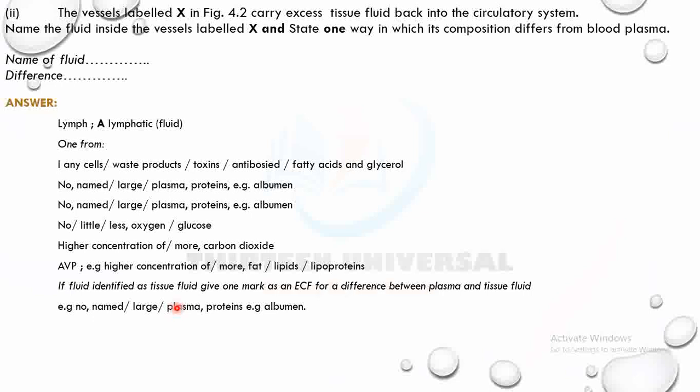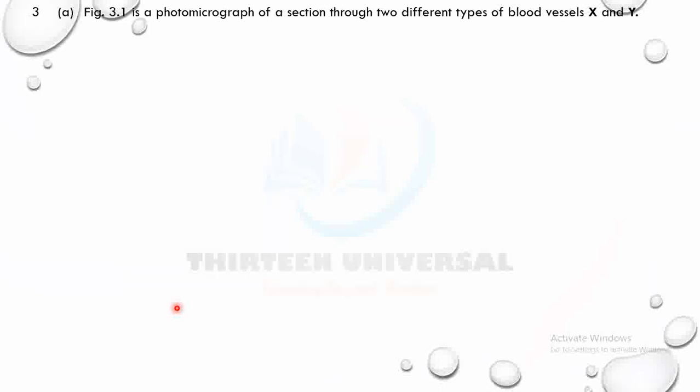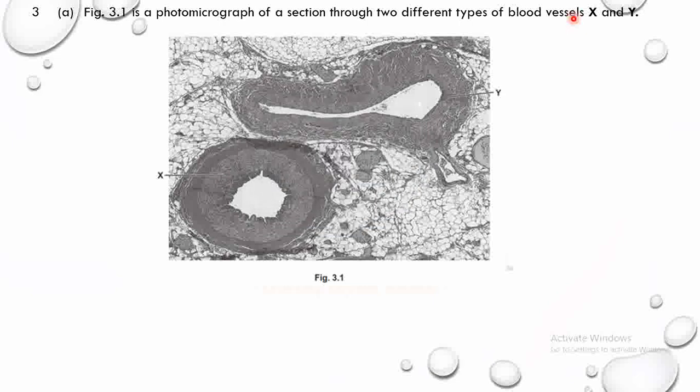Good. So Fig 3.1 is a photomicrograph of a section through two different types of blood vessels, X and Y. This is beautiful, amazing. It says name the two types of blood vessels shown by X and Y. Name the two types. Of course, this is artery.